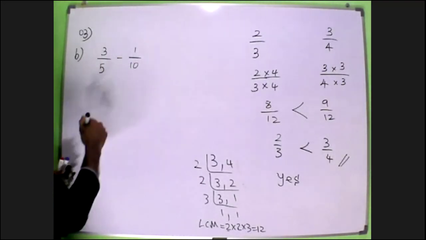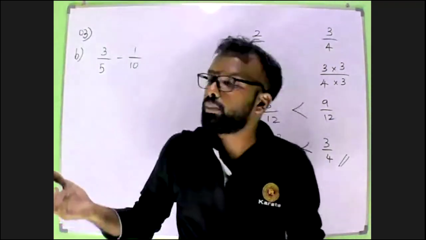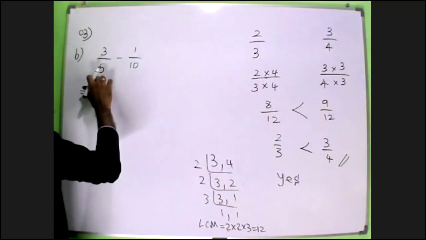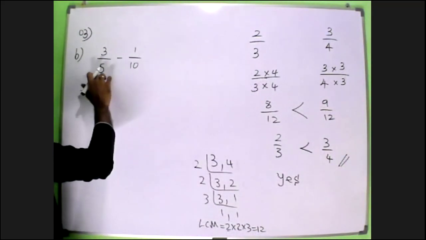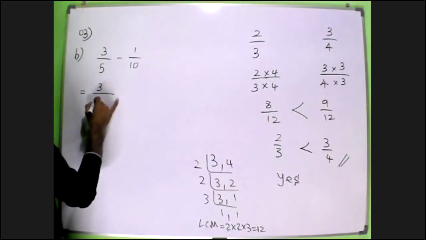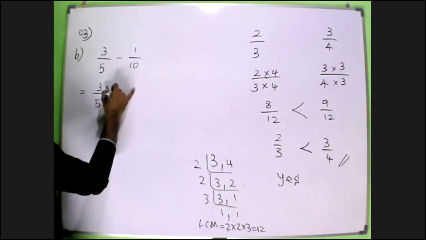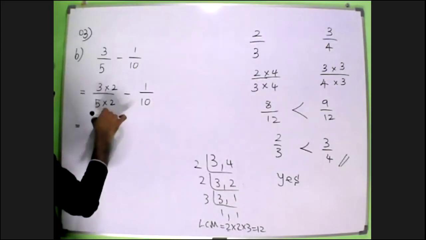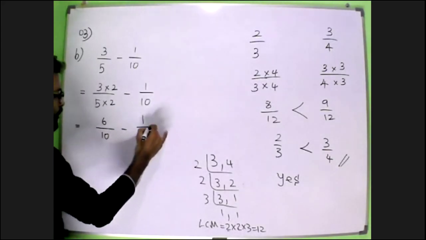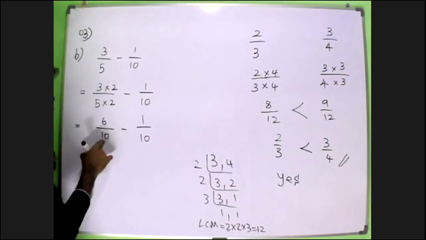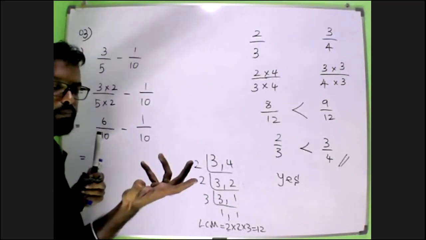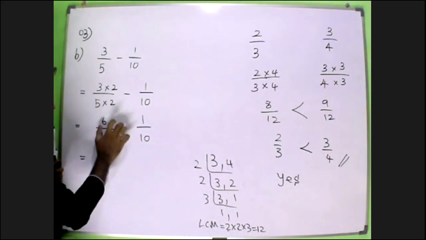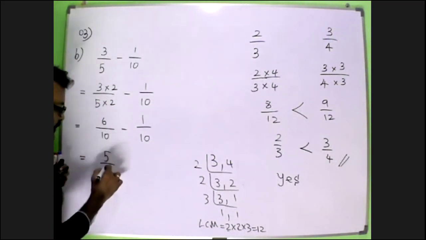So here you have 5, here you have 10. By looking at this, you know 5 can be easily converted into 10. So very easy, no need to find the LCM. If you are familiar with 5 and 10, you know 5 can be easily converted into 10. 3 upon 5 multiplied by 2 over 2, minus 1 upon 10, equals 3 times 2, 6, 2 times 5, 10, minus 1 upon 10. Very easy. 10 and 10, so no need to care about the denominator now because they are equal. 6 minus 1, 5. 5 upon 10.